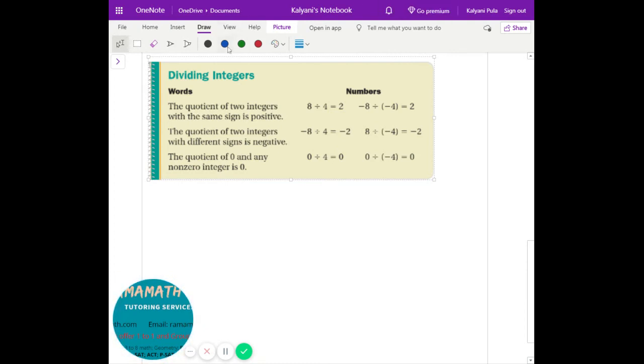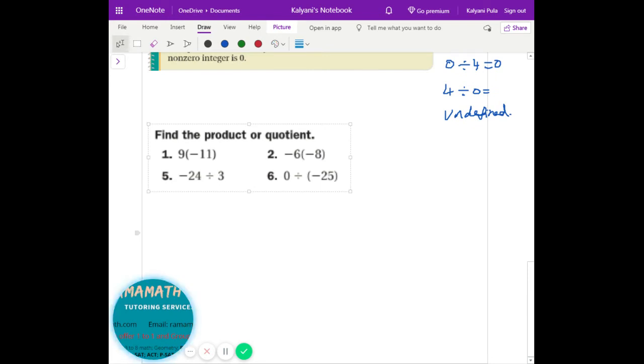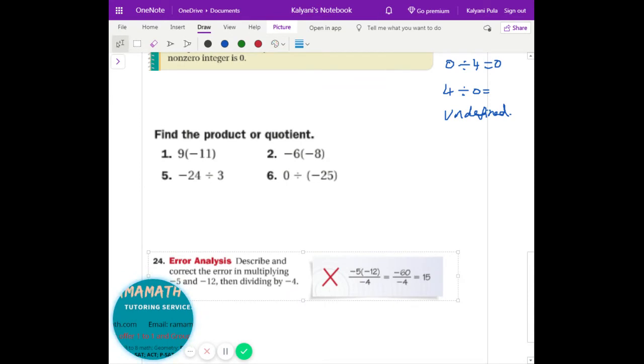Remember that, okay? So 0 divided by 4 is 0. But always remember 4 divided by 0 is undefined. Okay? Let's do some practice questions now. Let's try these practice questions, and we'll get back to them. Looks good. You're doing really well. That's -99. That's good. I like that. You got those questions pretty good.